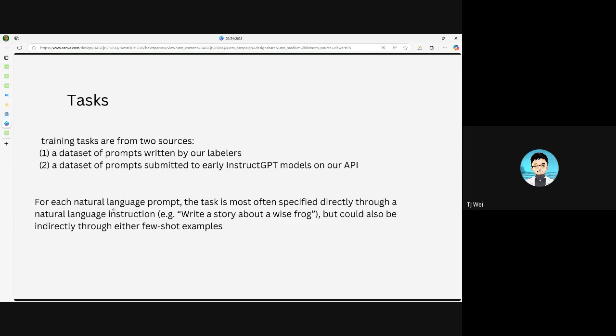For each prompt, the task is most often specified directly through a natural language instruction, like write a story about a wise frog or things like that. But it can also be indirect, through a few-shot example. Like in concept learning, they don't say how to do it, they just give you certain examples. So that is their dataset.